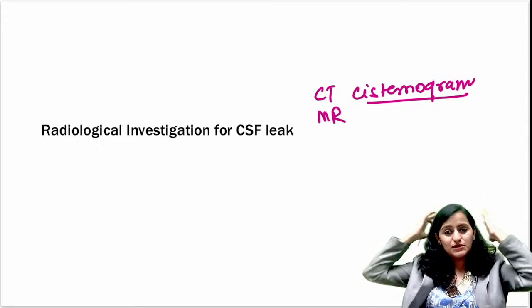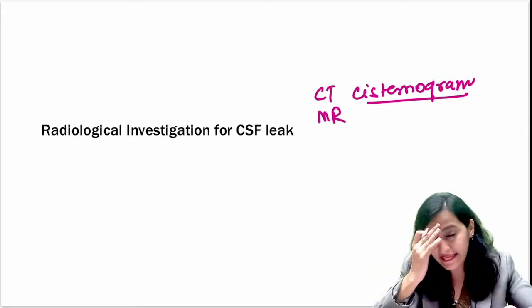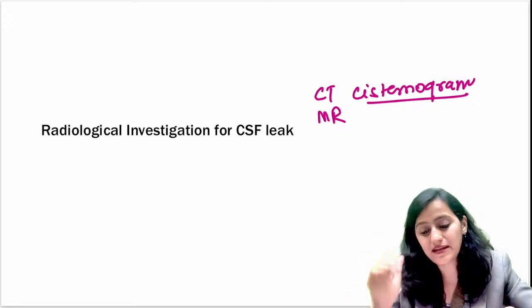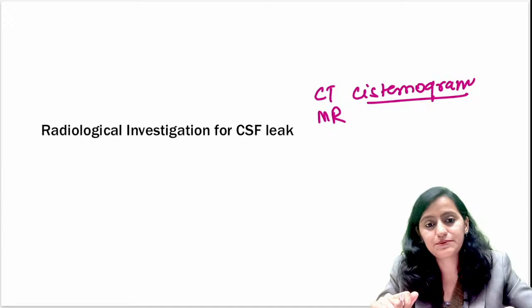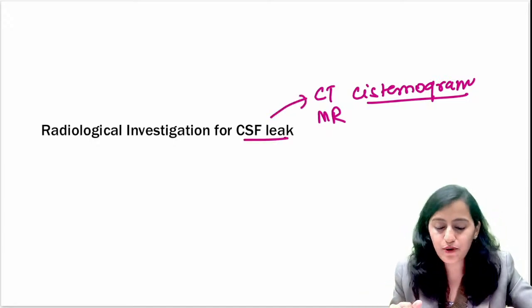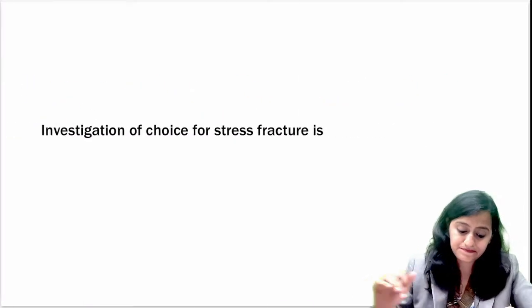All the contrast will go into the CSF space, and then you give the prone position to the patient and you would see the CSF leaking out. From where the CSF is leaking out, you can make that out. So remember, for CSF leak, we do cisternography, CT or MR cisternography, correct.